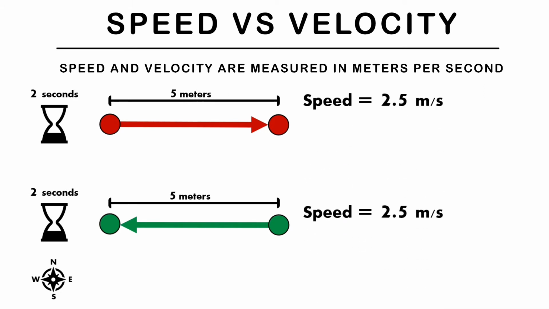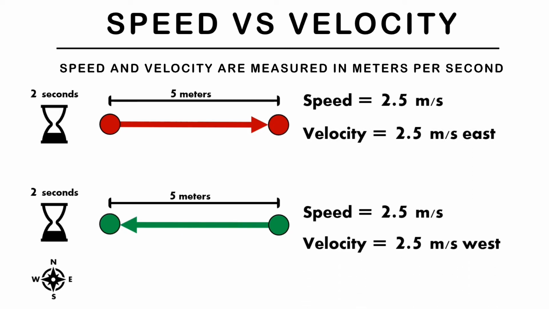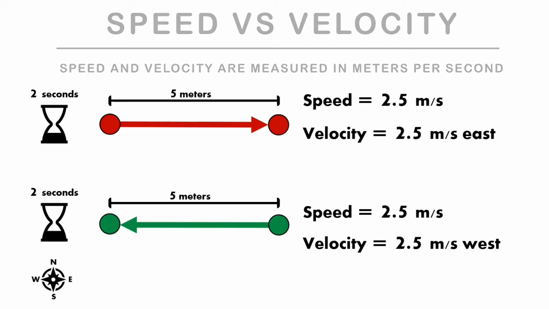But notice how the red circle moves in a straight line due east, meaning its velocity is 2.5 meters per second east, while the green circle moves due west, meaning its velocity is 2.5 meters per second west, indicating their different velocities. Finally, let's examine acceleration.